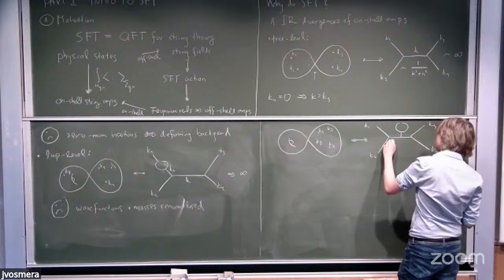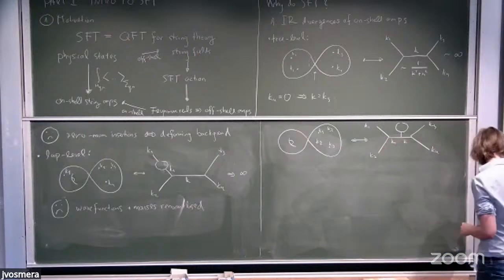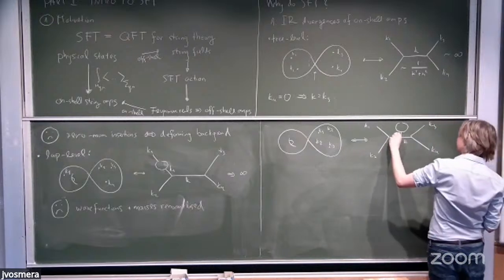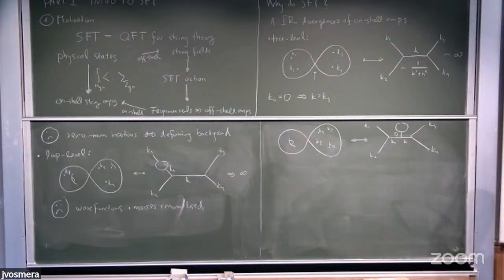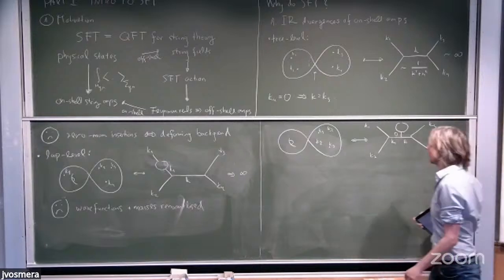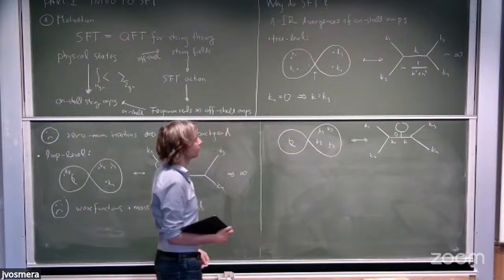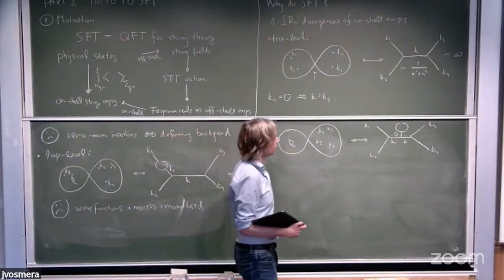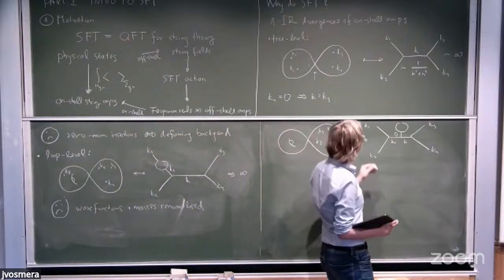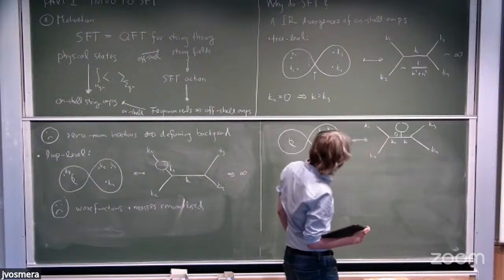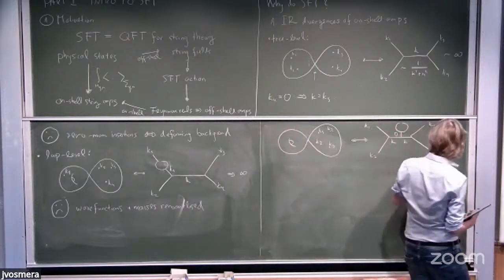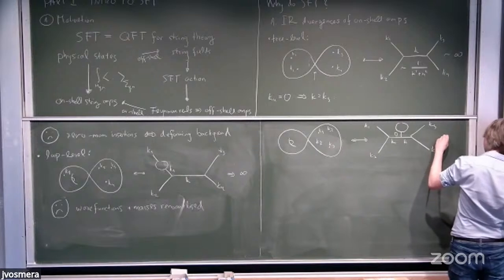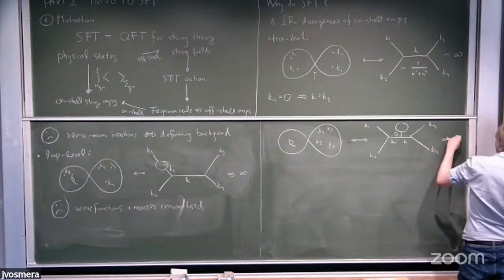So again, the momentum here will be just k, but the momentum here will be 0. So then you can see that as soon as the theory contains massless particles, which of course can be at the same time on shell and have a 0 momentum, which of course in string theory you generally have massless particles, you will get an infinity.